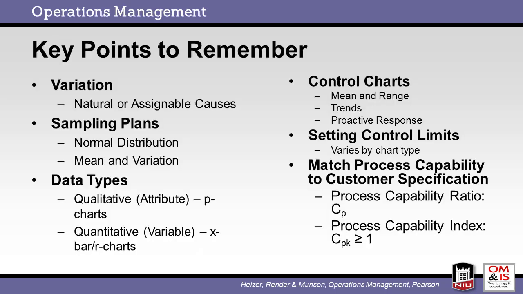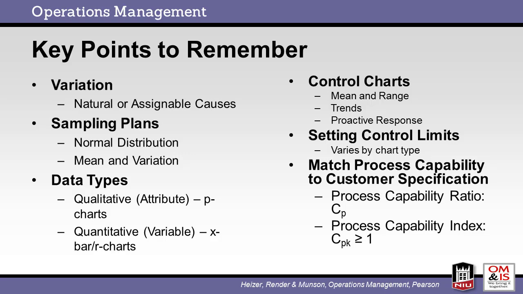Key points to remember. Variation exists in any process. Variation may be due to natural variation or assignable causes. To assess a process, we take data. Given enough samples, this data will approach a normal distribution. We use this data to understand the mean and variation of the process. These measures are used to create control charts.